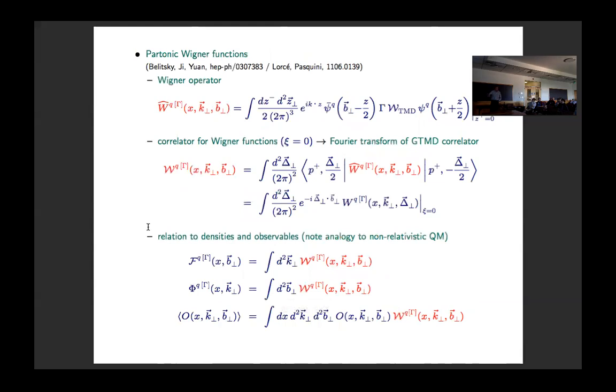And then you integrate over all transverse momenta, and you can readily show, by shifting this operator by an amount of minus p perp, you generate this exponential here. Then what you get here as a correlator is exactly the correlator of the GTMDs, which we talked about a moment ago. So the Wigner function correlator is a 2-dimensional Fourier transform of the GTMD correlator. And of course, you can invert that.